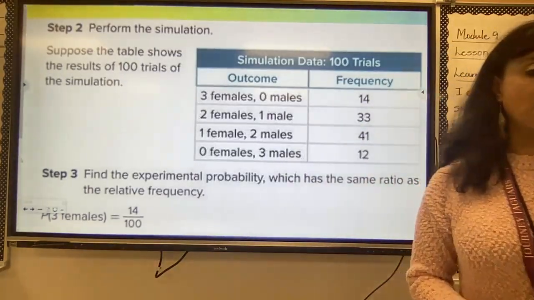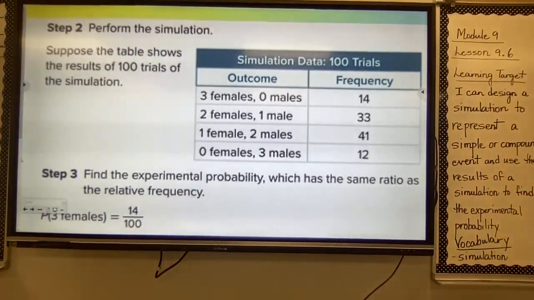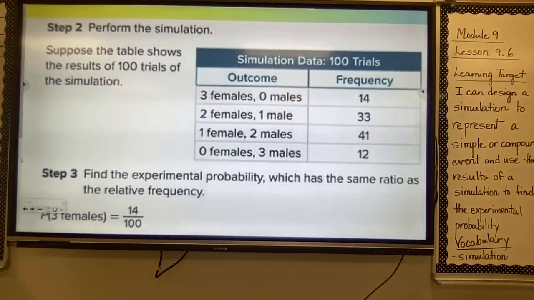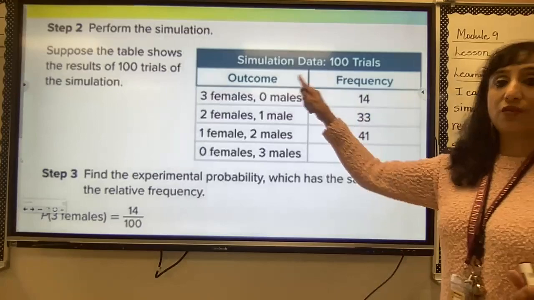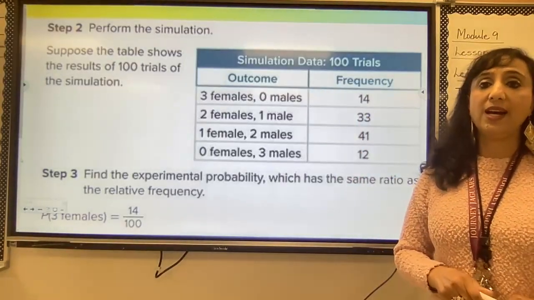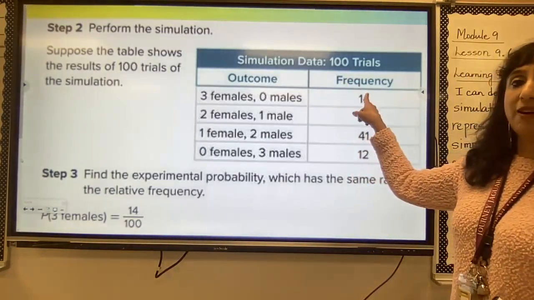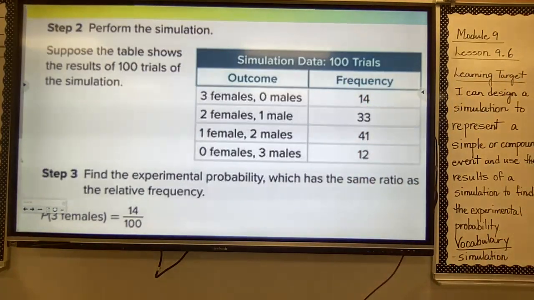So now I'm going to see what the question was. The question was asking us to estimate the probability that all 3 cubs will be females. So let's look at the relative frequency of 3 cubs being female, which has the same ratio as the experimental probability. Once we did that, what did we see? We got 14, right? Because 3 females, 0 males, my frequency is 14 for the 100 trials. So 14 out of 100.